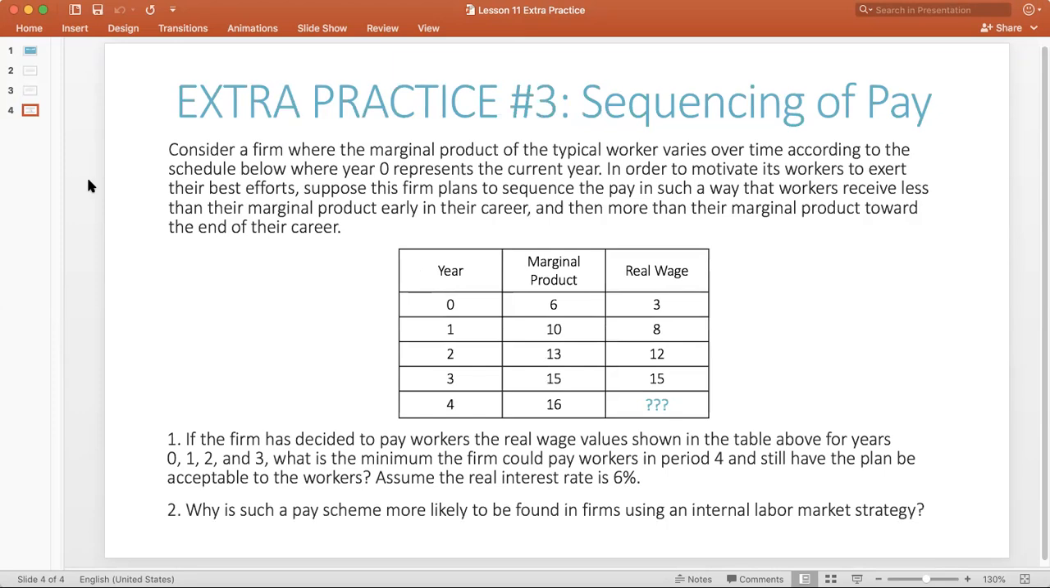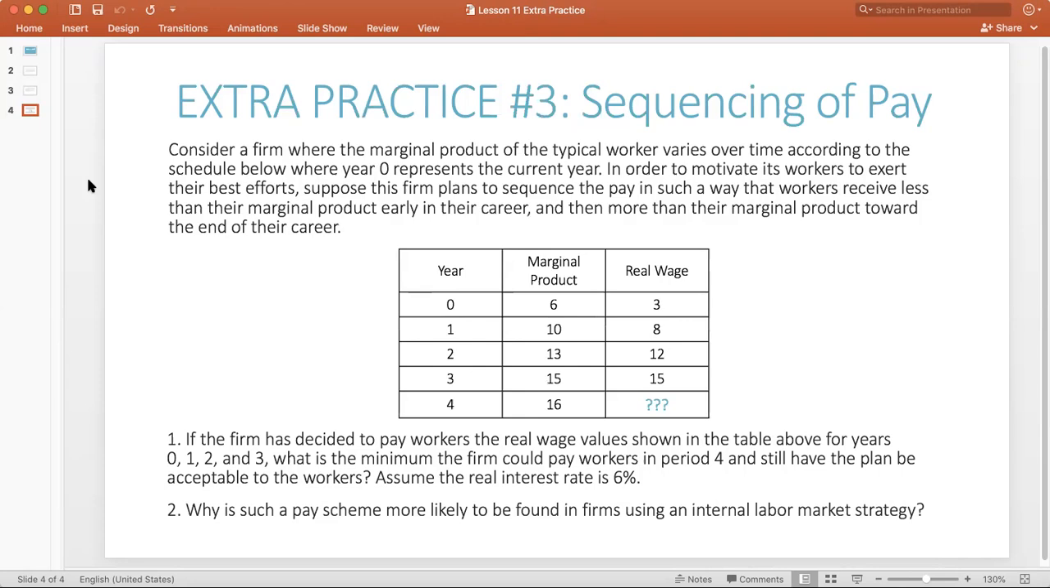So if the firm has decided to pay workers the real wage value shown in the table above for years 0, 1, 2, and 3, what is the minimum the firm could pay its workers in period 4 and still have the plan be acceptable to the workers? Assume the real interest rate is 6%.